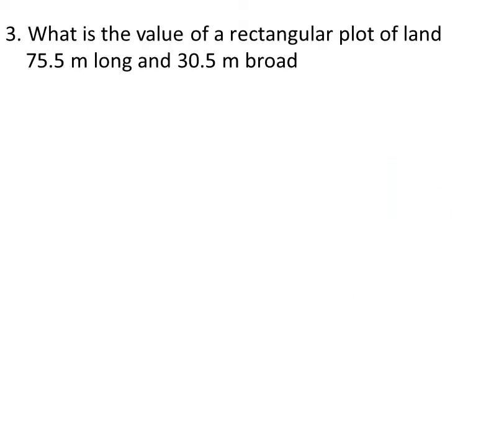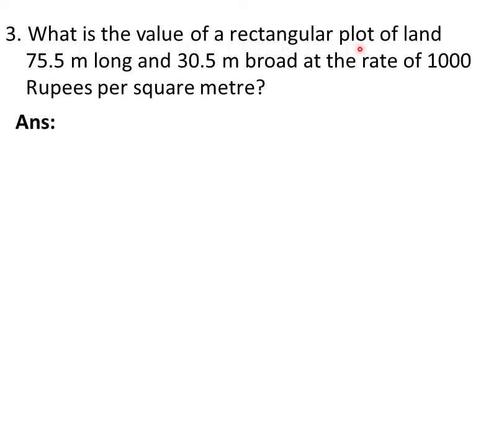Okay, the third sum. What is the value of a rectangular plot of land? Length कितना है 75.5 मीटर और breadth कितना है 30.5 मीटर, at the rate of 1000 rupees per square meter. तो पहले हमें क्या ध्यान रखना है कि उसका शेप क्या है, रेक्टेंगल है, लेंथ दिया है, ब्रेथ दिया है और हमें वैल्यू फाइंड आउट करना है. दैट मीन्स टोटल लैंड का रेट कितना है, और 1 स्क्वायर मीटर का रेट दिया है 1000.